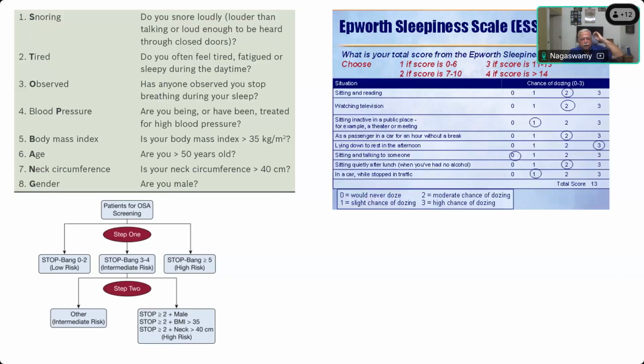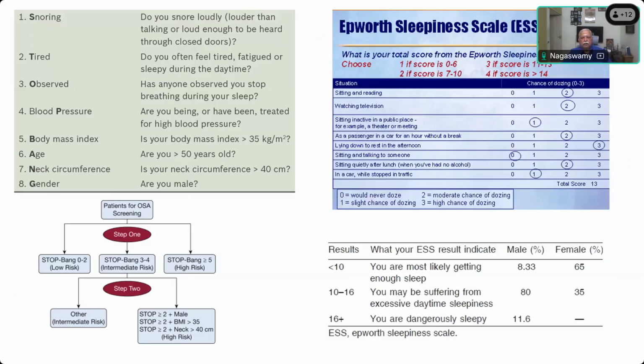obstruction happen and what is the lowest limit of desaturation that is happening. So based on that, you can classify the severity and start the therapy like CPAP or BiPAP. So that is the whole idea.